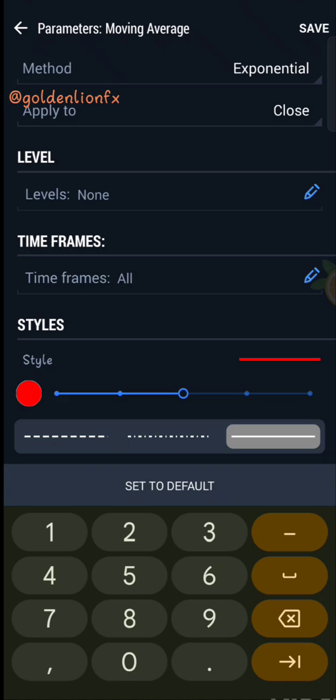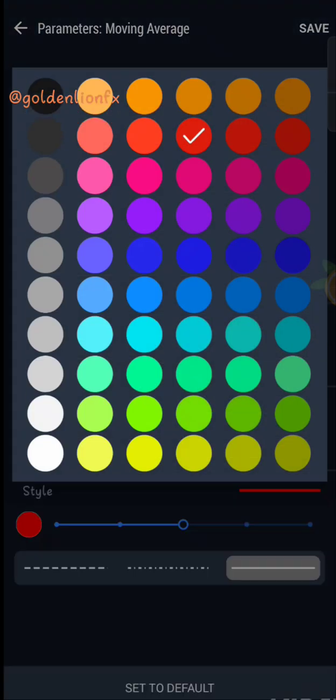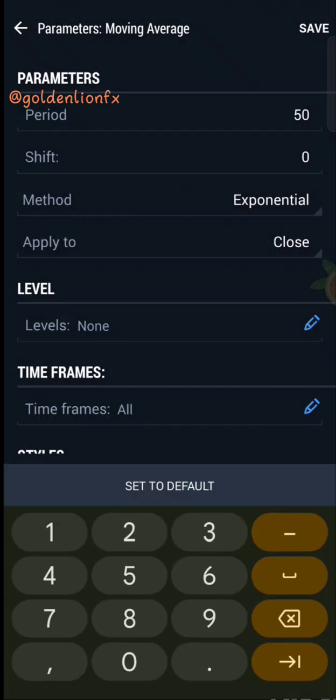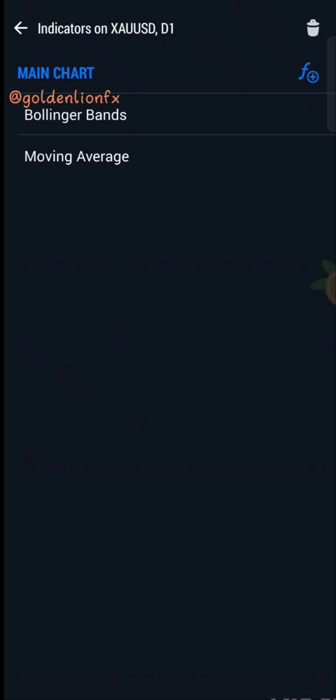It's your choice to either choose dotted or not dotted. It's up to you, and also the thickness and the color. But for the color, allow me to use pink, as that's what I prefer using. Then after that, you save.